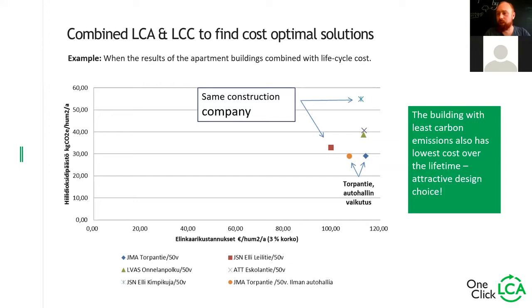We can also combine lifecycle assessment and lifecycle costing to basically find the most optimal solution from an environmental point of view, but also from a cost point of view. In this example, there were different types of companies who were competing against each other for a permit to build. And in this case, you can see the dot and the X, they were actually from the same construction company. So there was one company who first made a design which was quite high in emissions and quite high in cost. They changed their design and that actually became the most sustainable per square meter per year, and also the lowest in costs, so from a monetary point of view.